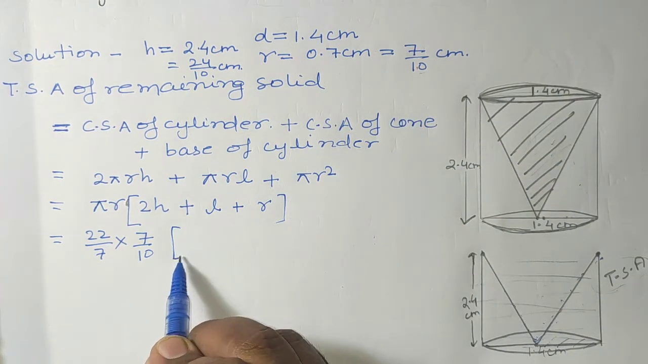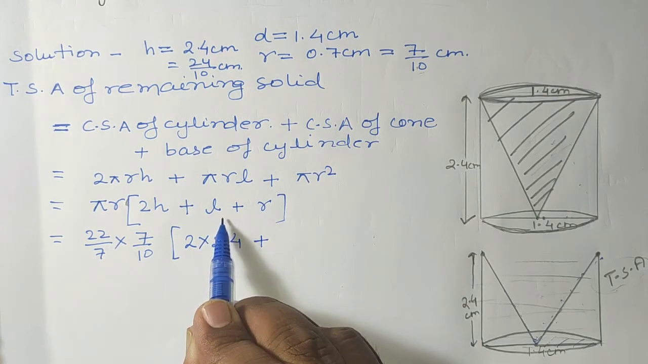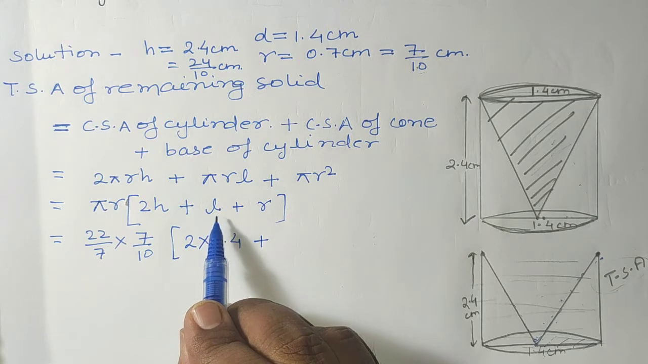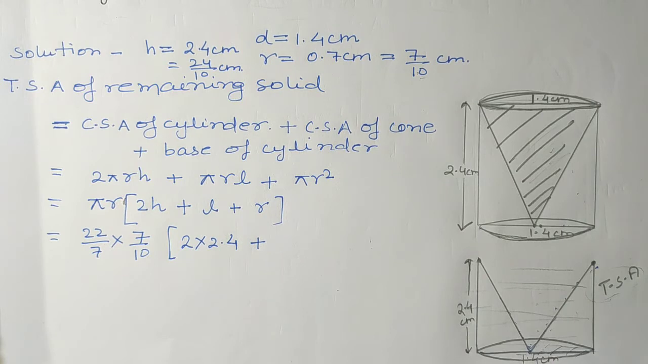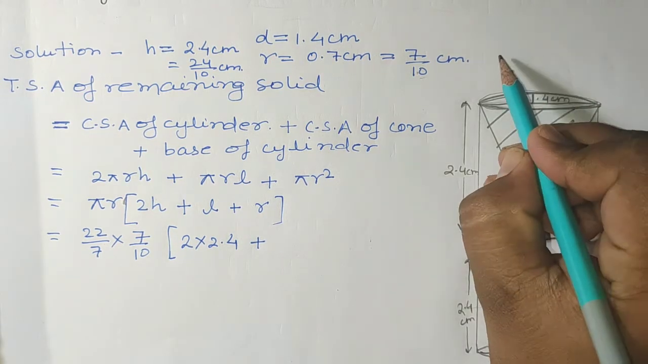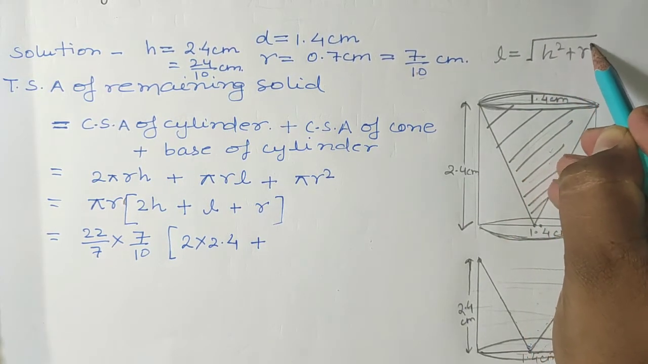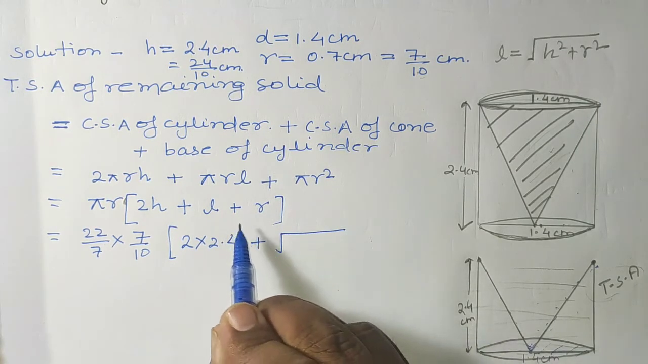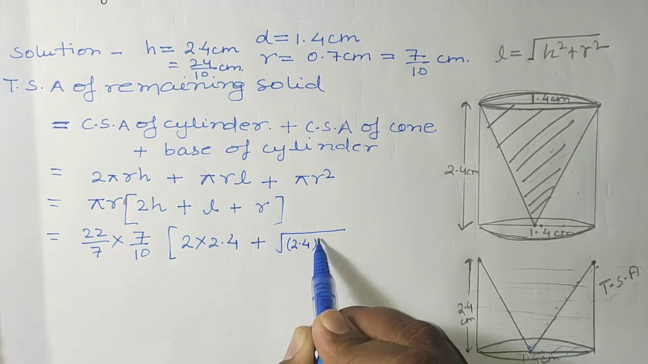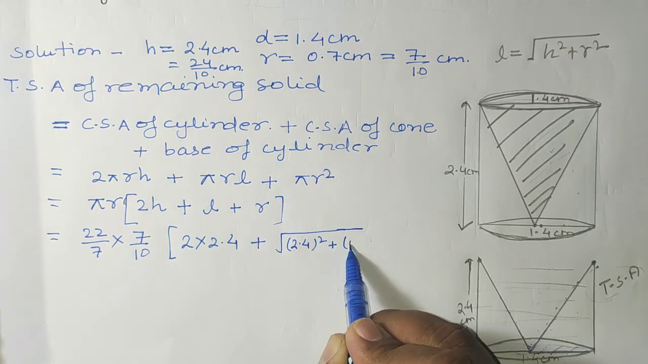2h is what? 2 into 2.4. L is what? As we know that, students, what is L? L is the slant height of the cone. Okay, so the formula of L is what? L is equal to under root h square plus r square. Okay, so we'll write here under root h square. H is what? 2.4 whole square plus r square. R is what? 0.7 whole square.